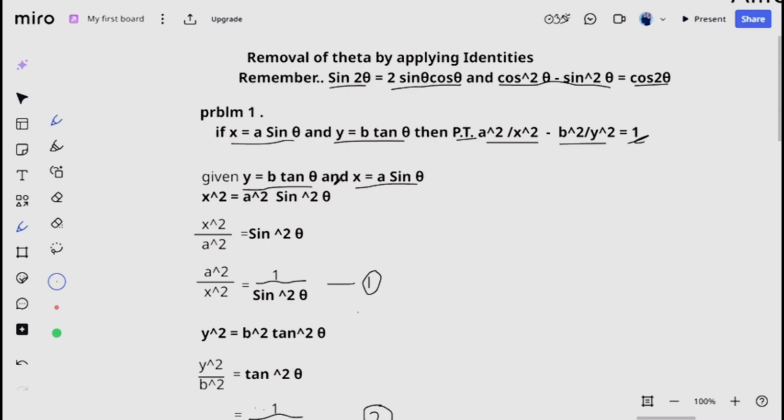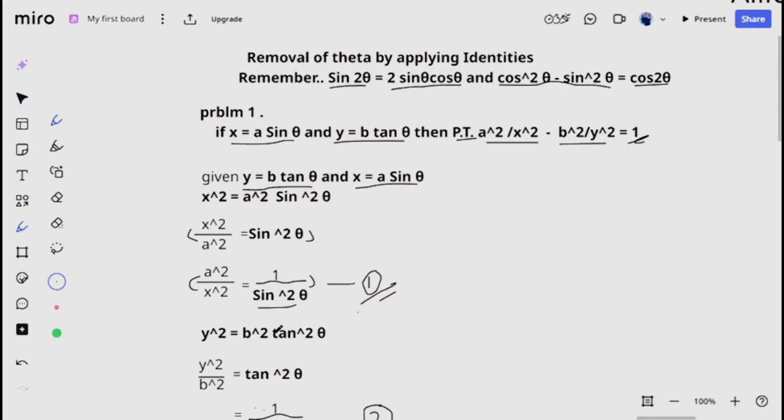Now the question says we should prove that a square by x square. So it's actually reciprocal, isn't it? If we take the reciprocal of the LHS, we'll have to take the reciprocal of the RHS. Let me just do the reciprocal thingy. So when you reciprocal this, you get a square by x square, and when you reciprocal some value, you get 1 by that value, which is 1 by sine square theta. So this is our first equation. That's what we find out first.